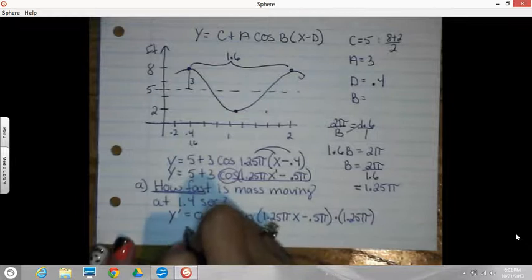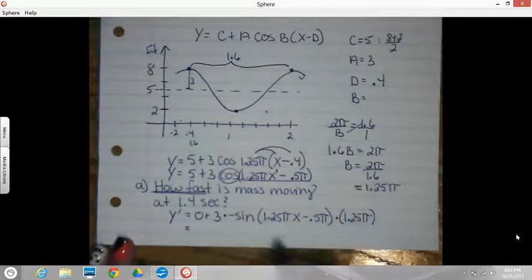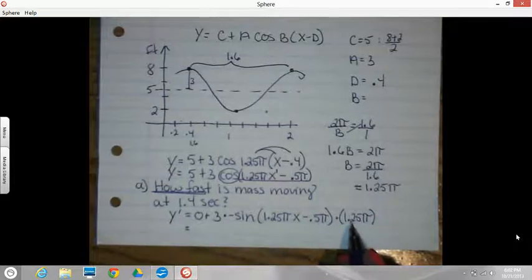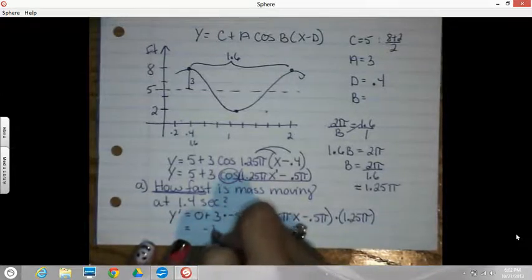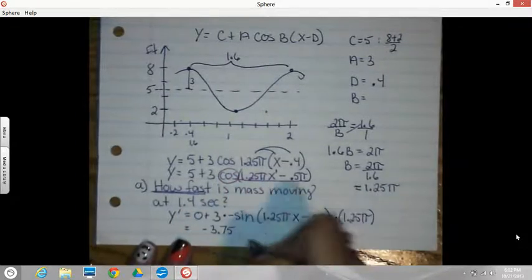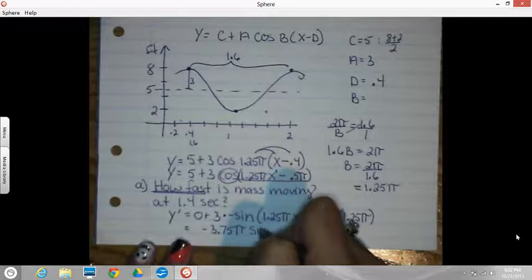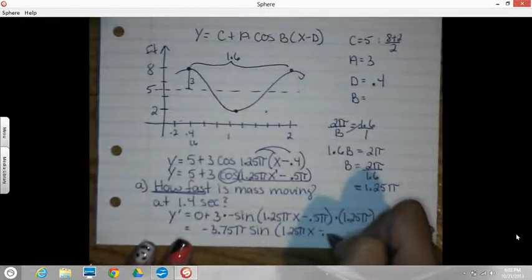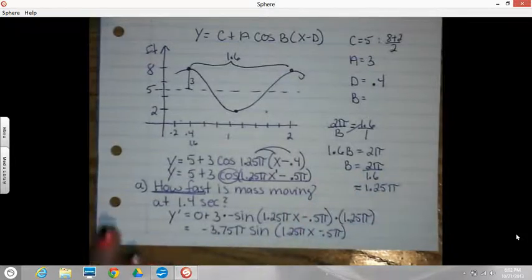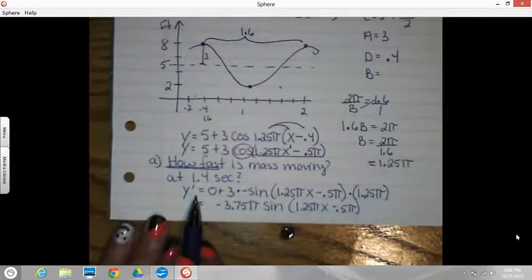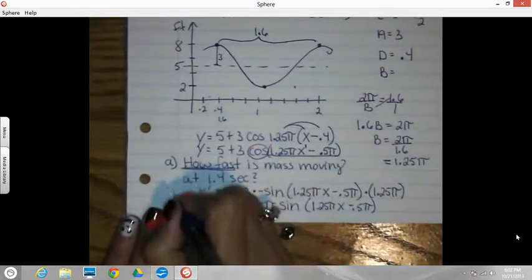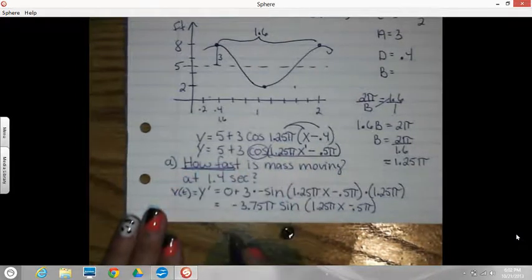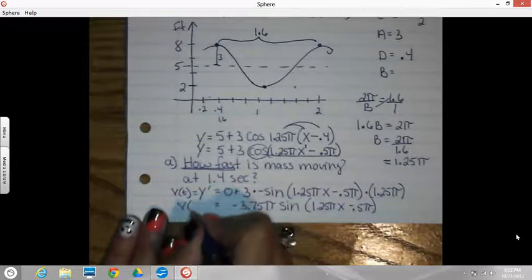So if I wanted to simplify this a little, I'll bring this constant to the front, times the 3 and times the negative 1. So I'm going to go 3 times 1.25. That's going to be a negative 3.75 pi, still there, sine, and then my angle, 1.25 pi x minus 0.5 pi. Okay, so I've got my derivative equation, which is velocity. Maybe I'll put velocity. It is y prime.